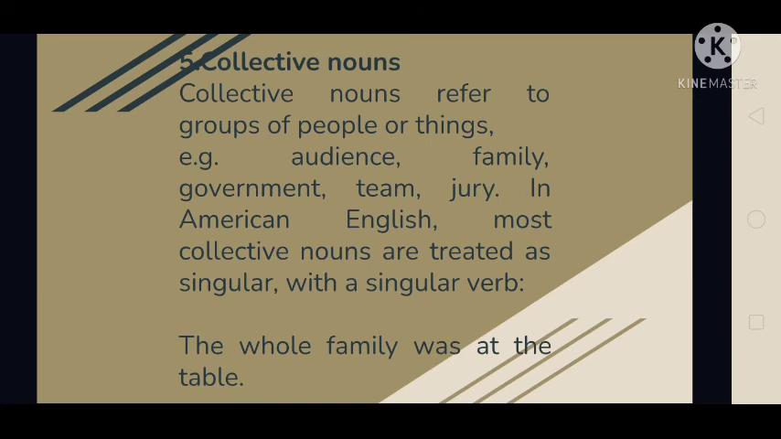Number five, collective noun. A collective noun refers to a group of people or things. From the word itself, we can know that it is a collective. Example: audience. Audience is a collective of people. There are many people, the collection of people. It is known as audience. Family, the collection of people in that particular family. Government, team, jury. In American English, most collective nouns are treated as singular with a singular verb. The whole family was at the table.